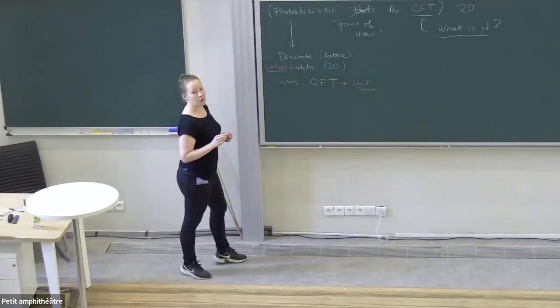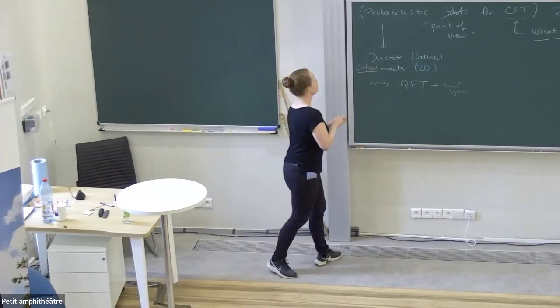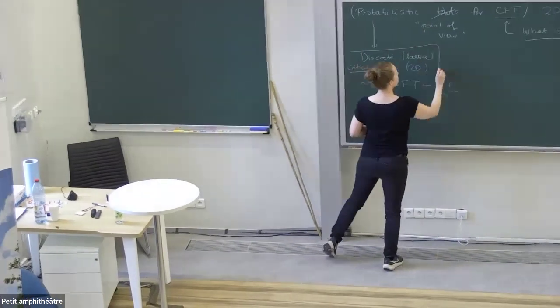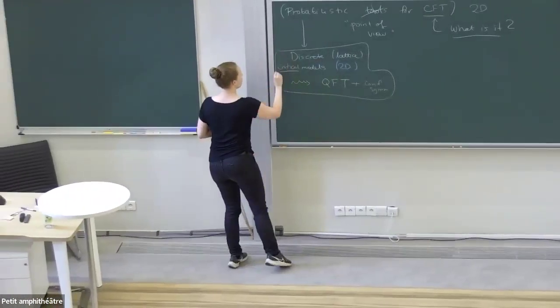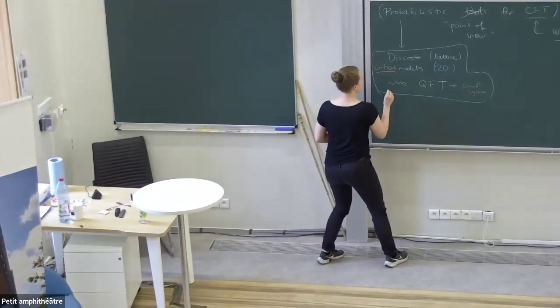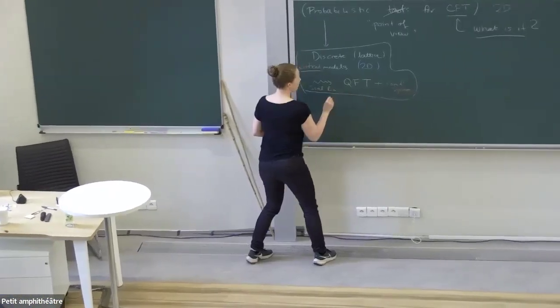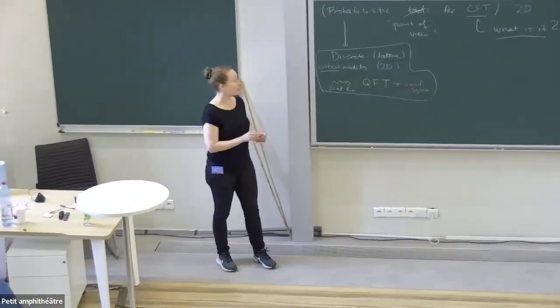Also, let me know if you cannot read. I tend to write kind of small. Okay, so that's one point of view. So you try to discretize and understand your theory in that way. So here is some kind of scaling limit. It's gonna become a little bit more precise later.